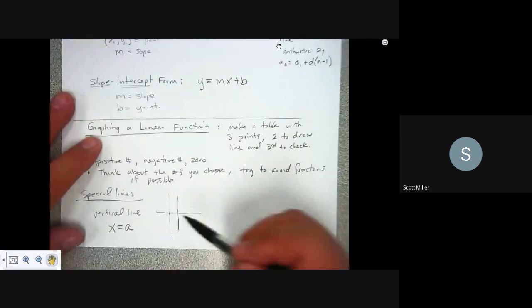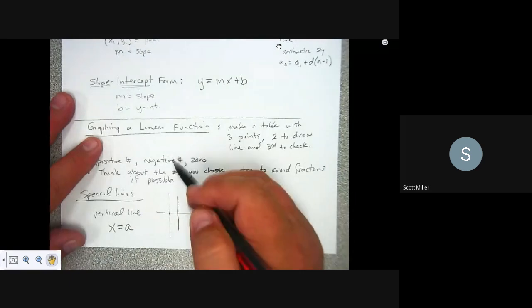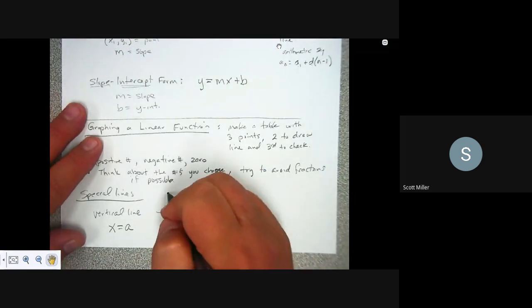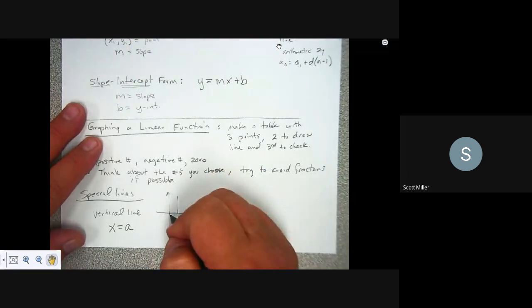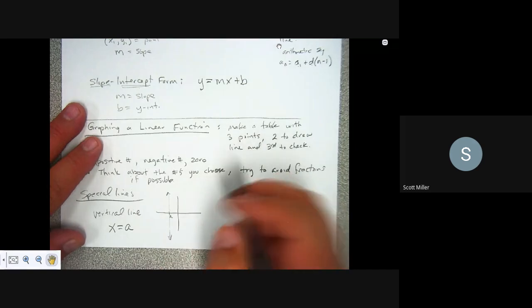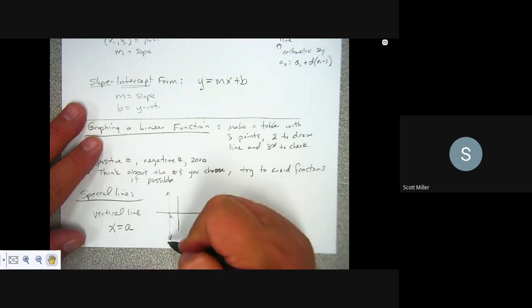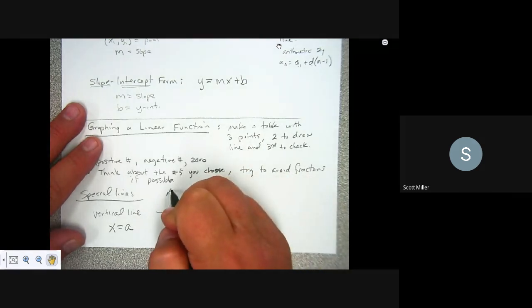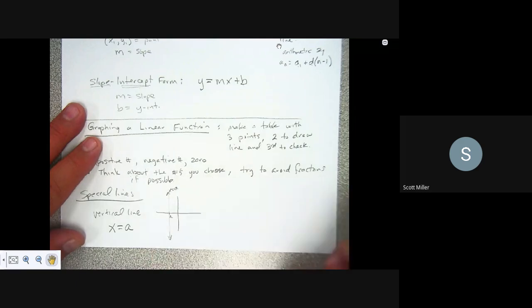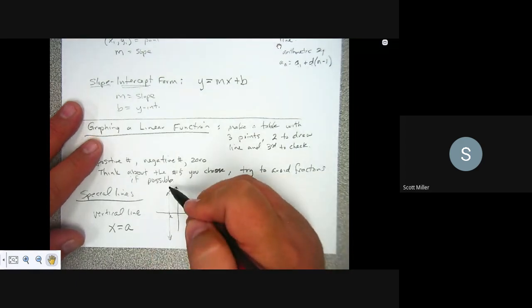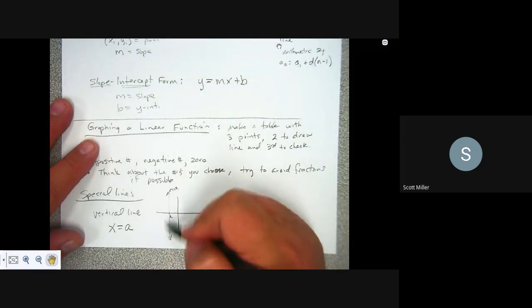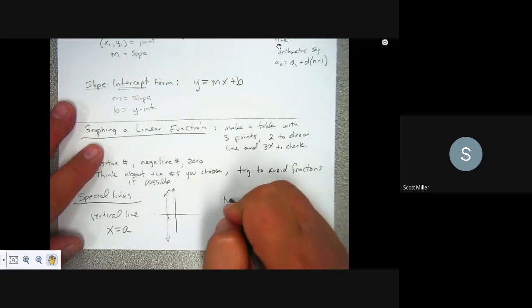But a vertical line only crosses the x-axis, so it only has the equation x equals, and wherever it crosses the x-axis, that's the name of the line. Only x is a. Every point on here has an a for the x coordinate, and only the y values change. And likewise for the horizontal line.